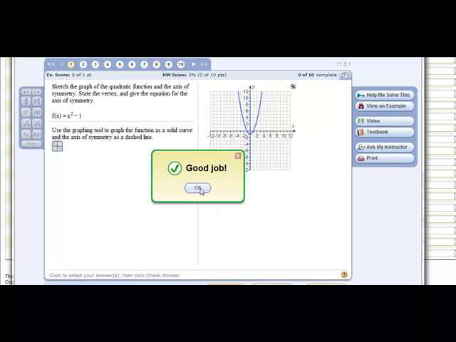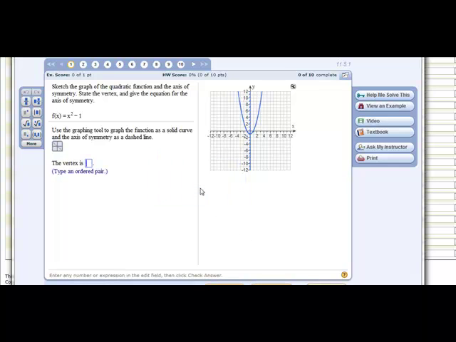Now there's multiple parts to each question. The vertex is, it wants an ordered pair. Well, where is the vertex? It's at 0, -1. If you have graphed the equation already, finding the vertex should be really easy. You can hit check answer. Oh, that's very fantastic. Now it wants an equation for the axis of symmetry.